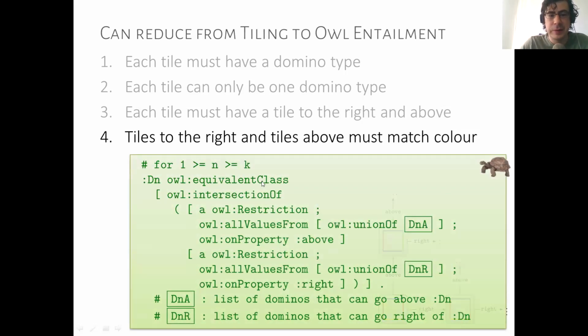In Turtle, it would look a little bit like this. For every domino type, we say that it's equivalent to the intersection of having all of the values from the compatible dominoes above, this is the list of dominoes that can go above Dn, and all of the dominoes that can go to the right of Dn. So this essentially enforces us to have compatible tiles to the right and compatible tiles above.